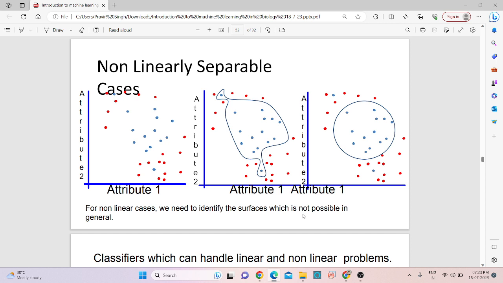Now, in the second and third, the algorithm has to identify the surface. The second is a crooked surface, you can see, so you must be able to identify that surface. Whereas in the third one, you have to identify the quadratic surface, which is a circle. So the problem now boils down to identification of the surfaces which separate the data into different groups that are non-linearly separable.